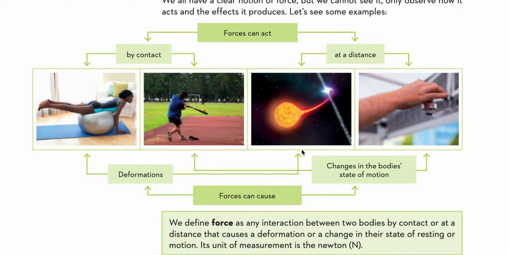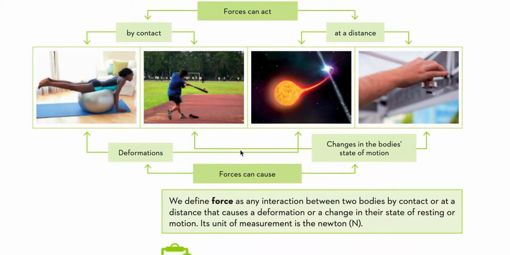Deformations can be produced. For example, this is a black hole using gravity to destroy a star, and this girl is deforming this Pilates ball and changing the motion of bodies. For example, when the boy is hitting the ball, it's changing the movement, and also changing the movement of this piece.